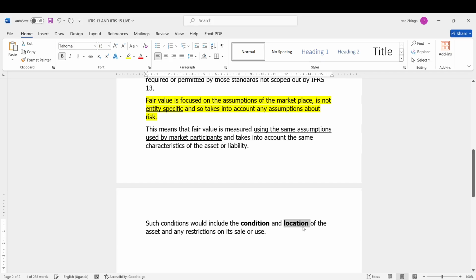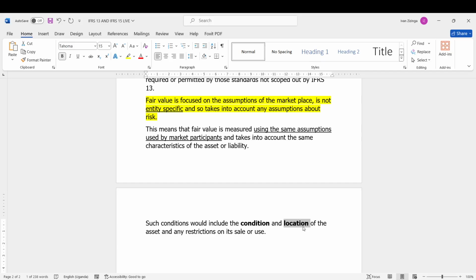Assuming that you want to attach fair value to your land, you can't compare land in Mbarara to land in Kampala in terms of value, because land always depends on location. You can also not compare land in Mbarara town to land in Kashali.